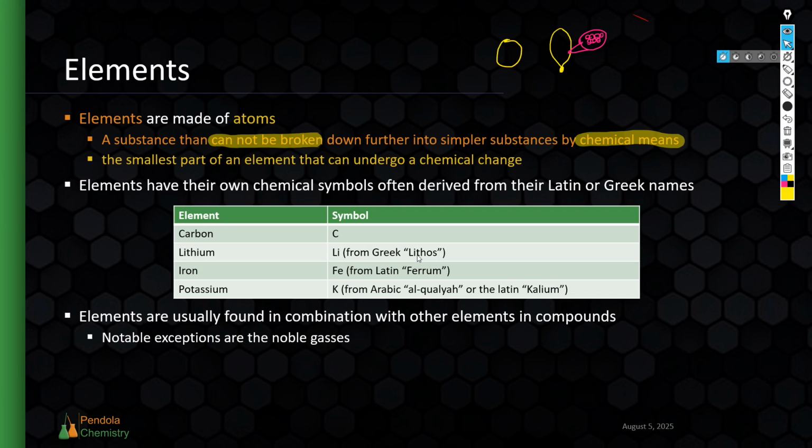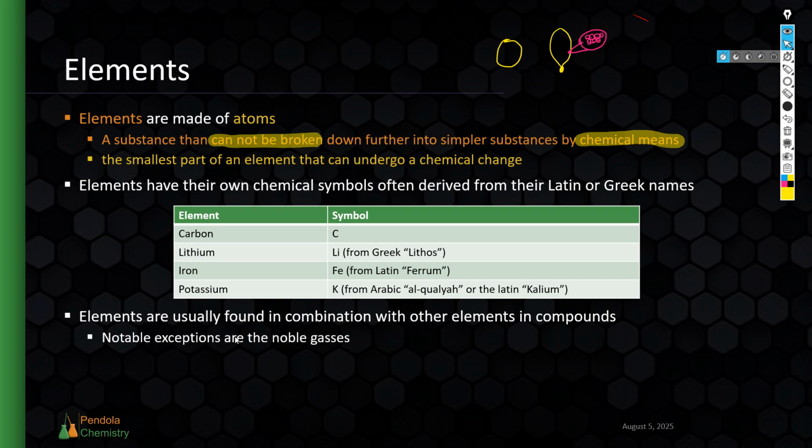Lithium is Li, but it's actually after the Greek name for lithium, which is lithos. Iron is Fe because I was taken by iodine. And so they went with ferrum, which is the Latin name for iron. Potassium, on the other hand, which has the symbol K, comes from either the Arabic or the Latin, and forgive me if I butcher these names, alkalia or kalium in Latin. That's why potassium has the K as its symbol.